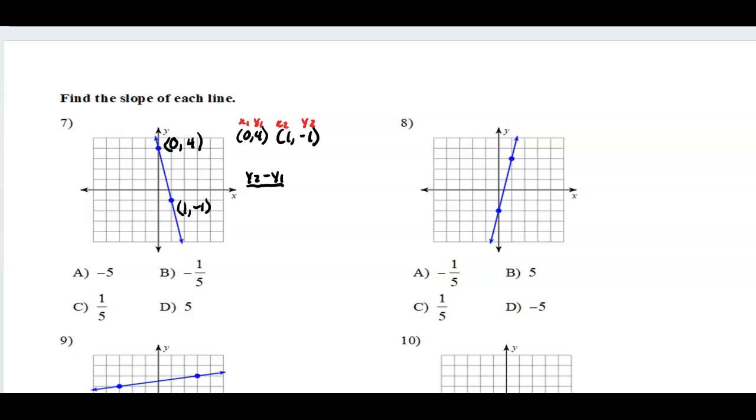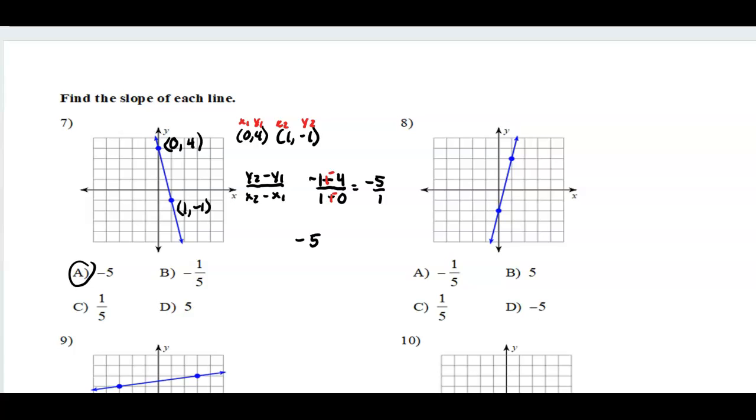y2 minus y1, x2 minus x1. Again, doing this helps make sure that you get the problem right and you never misplace numbers. Misplacing one number will get the whole thing wrong. All right, so we've got negative 1 minus 4 over 1 minus 0. Keep change on top, keep change on bottom. We get negative 5 over 1, which simplifies just to negative 5. So A is your answer.